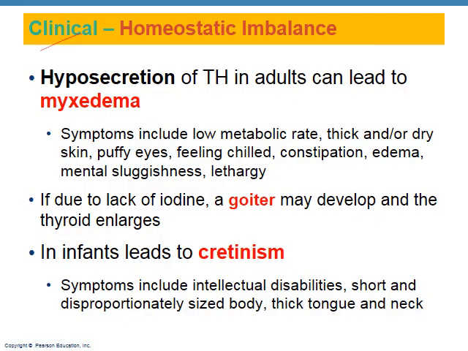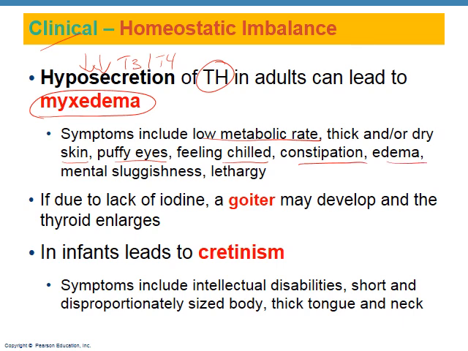Again, we have some clinical homeostatic imbalances. What happens if you have hyposecretion? So you have low T3 and T4, right? Low thyroid hormones can lead to something called myxedema. So basically this is low metabolic rate. This is thick or dry skin, puffy eyes, feeling chilled, constipated, edema. So this is swelling, right? Water. Mental sluggishness and lethargy. So if you have hypothyroidism, this is what you can expect. But all we have to do is give you synthetic T3 and T4.